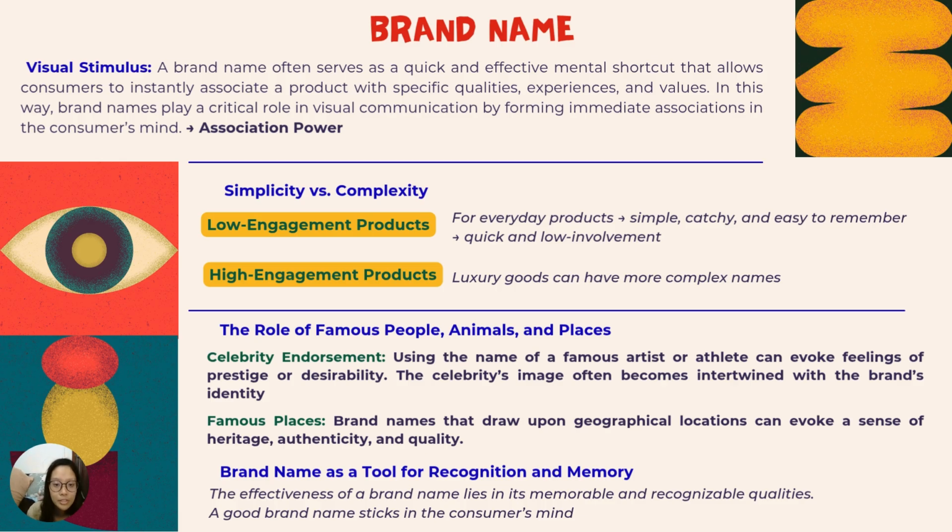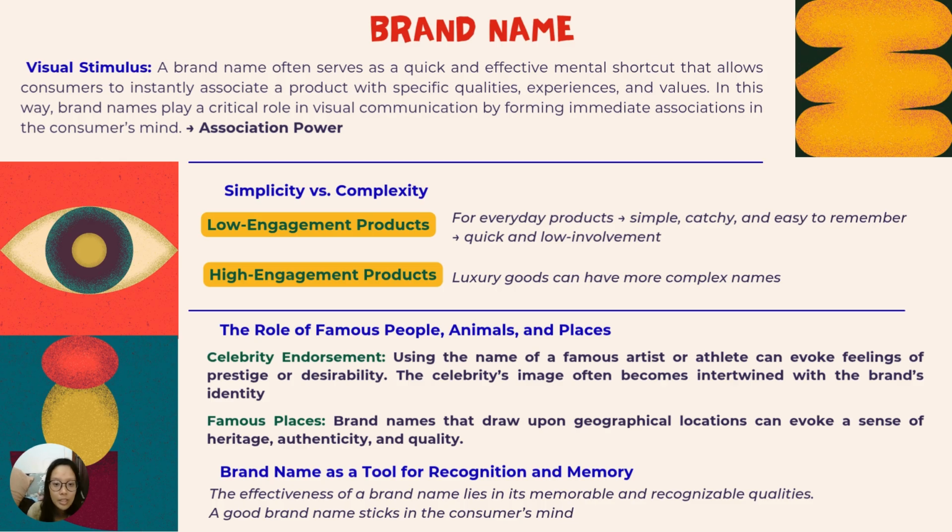So, a brand name often serves as a quick and effective mental shortcut that allows consumers to instantly associate a product with specific qualities, experiences, and values. A well-known brand name creates positive association that facilitates quick recognition, like brand names like Coca-Cola, Nike, or Tesla carry so much weight in consumer consciousness. These names convey trust, quality, and reliability even before the consumer interacts with the product.